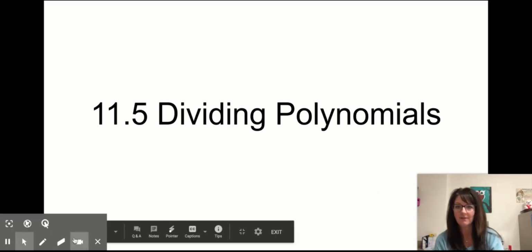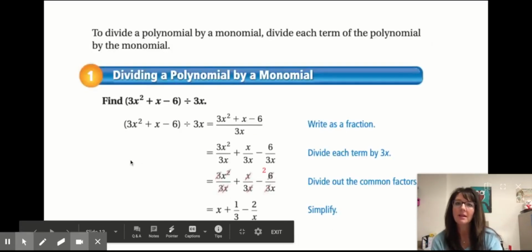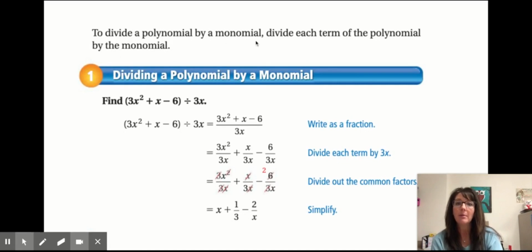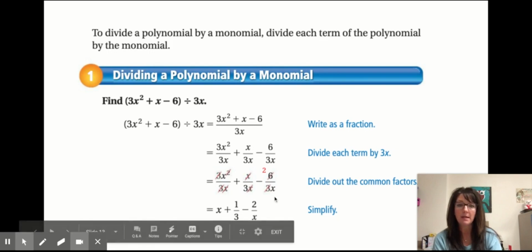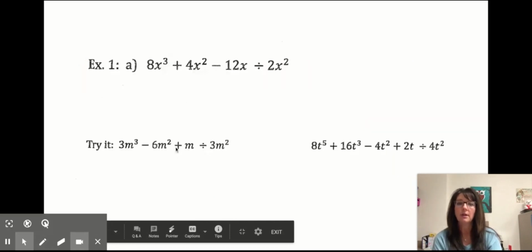Okay, 11.5, dividing polynomials. To divide a polynomial by a monomial, we're just going to divide each term by the monomial, right? And you can kind of see that. So taking this divided by this, you can write it as a fraction and then divide each term by 3x, and then just go through and cancel until you're left with the quotient. So let's do that.